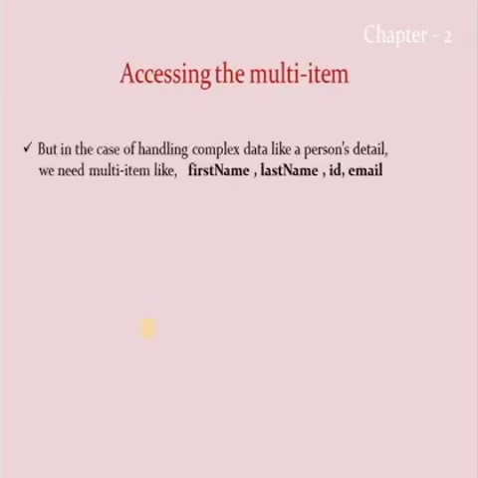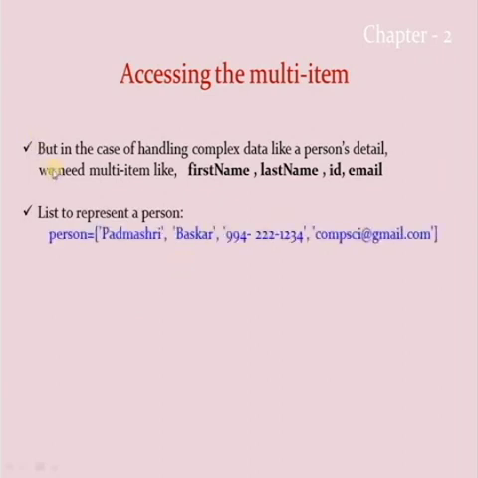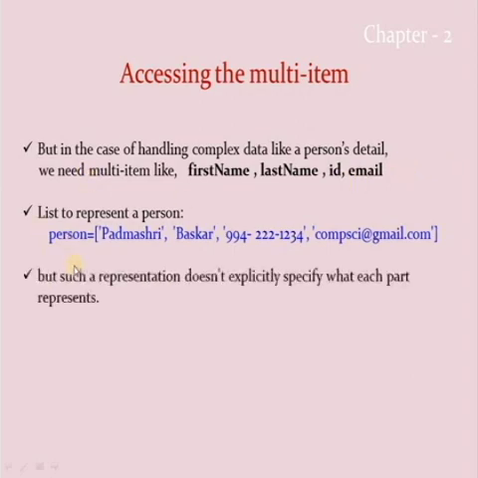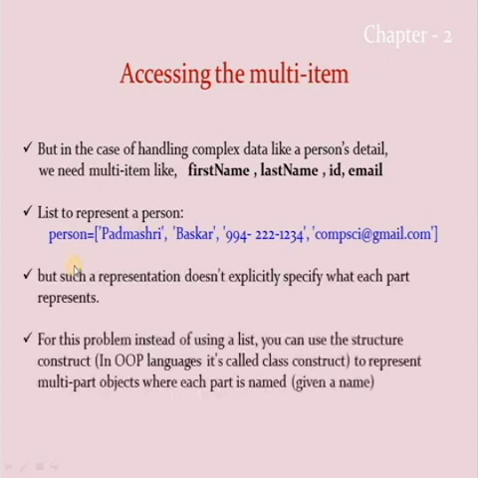So we know very well that list is a collection of different data types. But imagine a situation handling complex data like a person's details. That means I need a person's first name, last name, his ID, email address, sometimes a contact number, or anything like that.